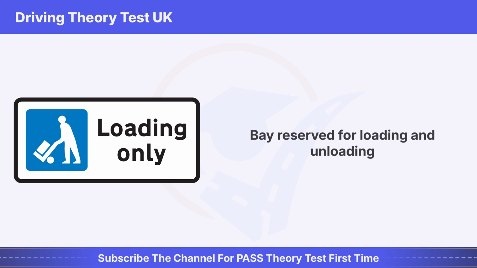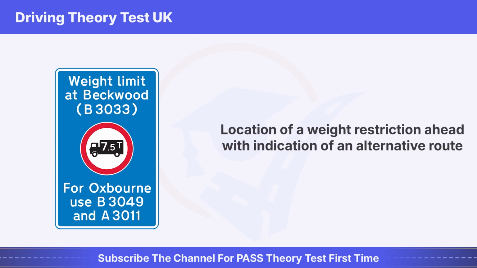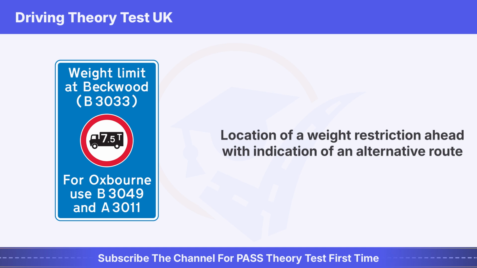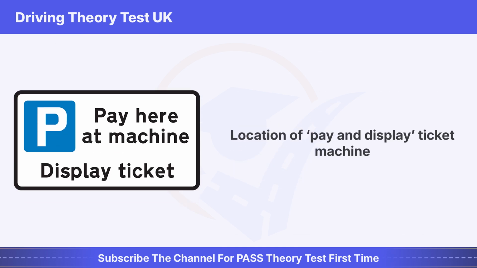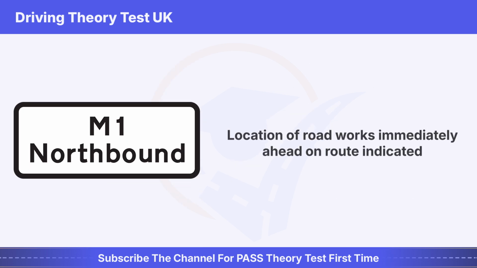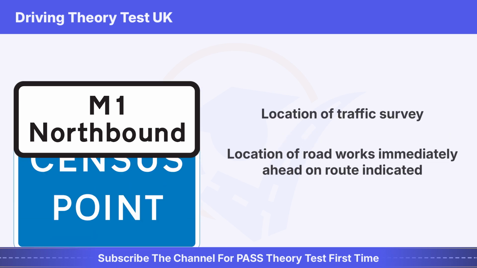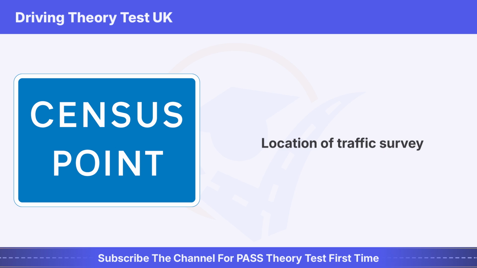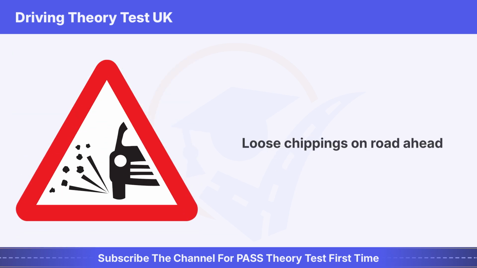Bay reserved for loading and unloading. Location of a weight restriction ahead with indication of an alternative route. Location of pay and display ticket machine. Location of roadworks immediately ahead on route indicated. Location of traffic survey. Loose chippings on road ahead.